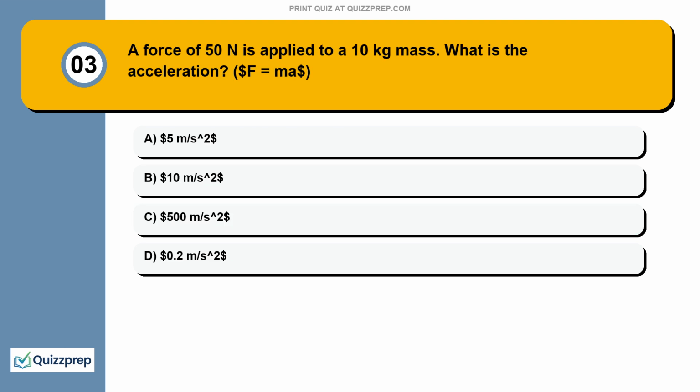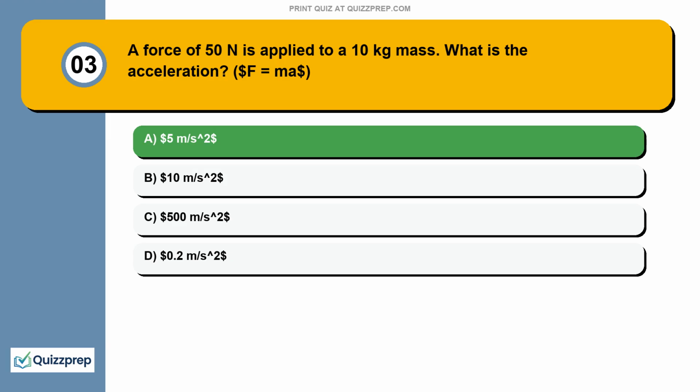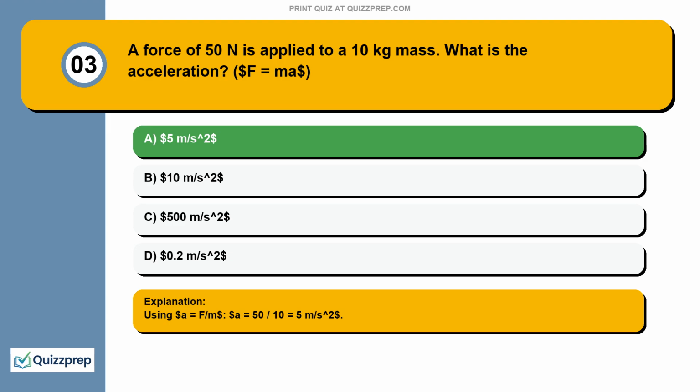Question 3. A force of 50 N is applied to a 10 kg mass. What is the acceleration? F equals ma. 5 m/s², 10 m/s², 500 m/s², 20 m/s². Using a equals F/m, a equals 50/10 equals 5 m/s².